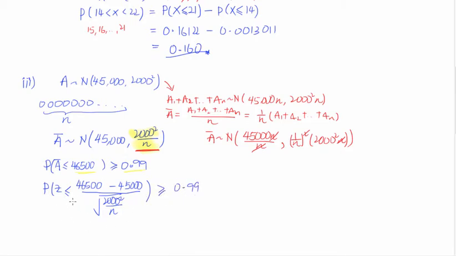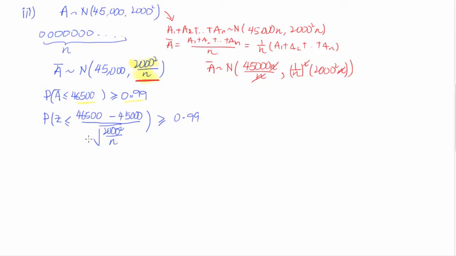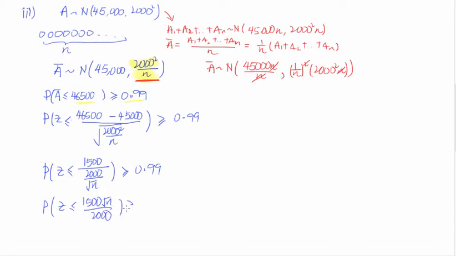Get the idea? So of course from here, we then do the inverse norm to figure out what this limit is. So minus this figure will give us, what we will know then of course is z less than or equal to 1,500 over 2,000 over square root n, and this will be more than or equal to 0.99. So of course we can simplify a little bit further. Let us go and do that. So 1,500 square root n over 2,000. In fact, you can even cancel away if you like, but actually it doesn't matter.